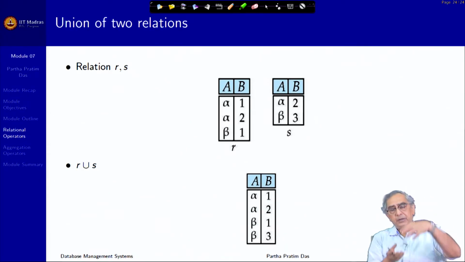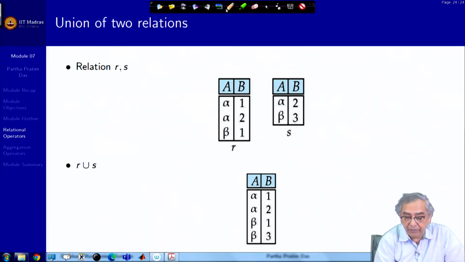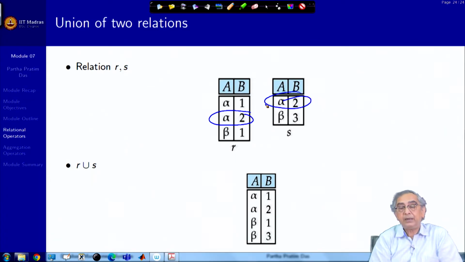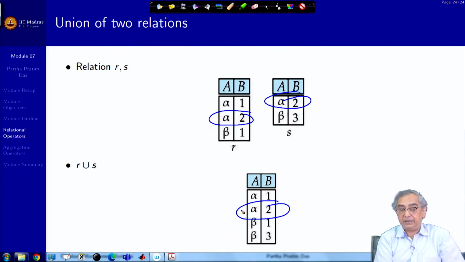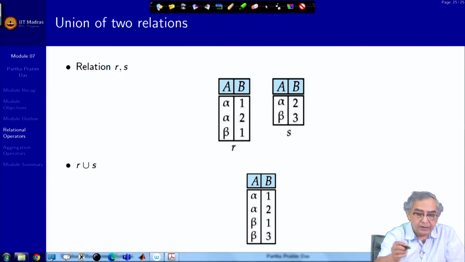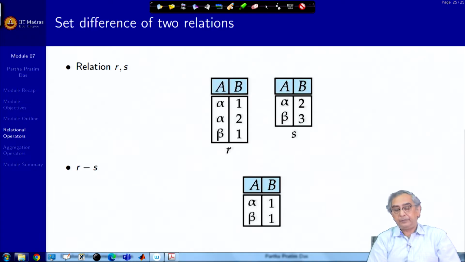All tuples, it is just that after this table you put the rest, and then unicify. Unification is required, because if you do union, you will find that this and this will come twice, because you are putting them together. So, you will have to unicify and have it only once. This is your union, very simple. Next is difference.